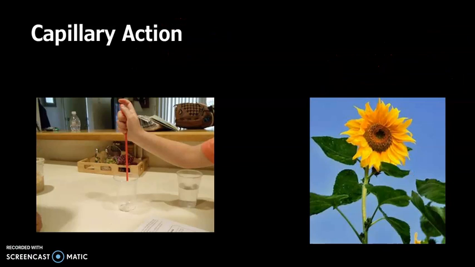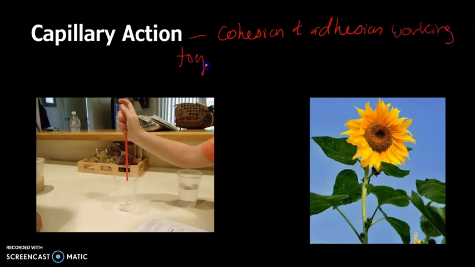Now, you do get this nifty thing called capillary action. And capillary action is the combination of cohesion and adhesion working together. And that's to take water up. Now, examples of this would be plants, right? So a sunflower over here, really, really tall, right?